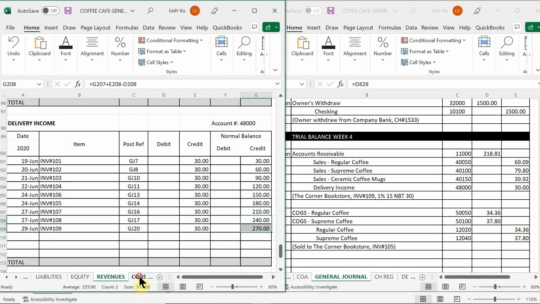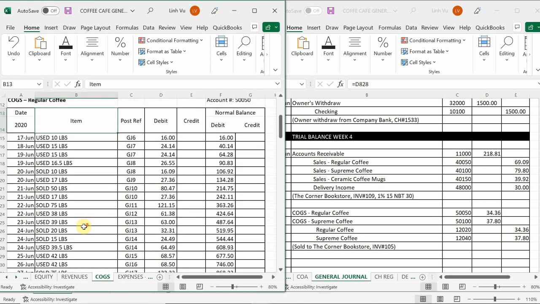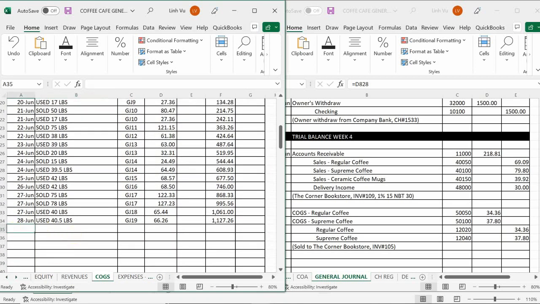inventory that we calculated. So cost of goods sold, right? We sold 21 pounds. We're still on journal number 20 here. For $34.36, which yields us a grand total of $1161.62.